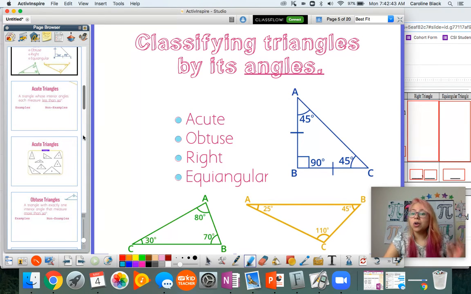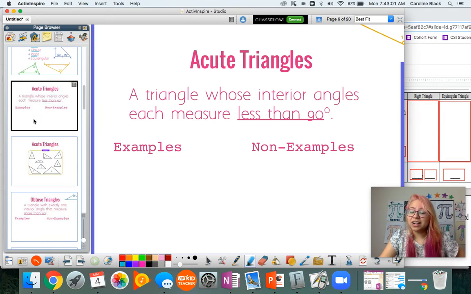So let's go in deeper. What are these words? Some of you might already be familiar with the words acute, obtuse, and right. We have already talked about these types of angles. So it's very similar when we're talking about triangles. Acute triangles means that the triangle has angles that are all acute.